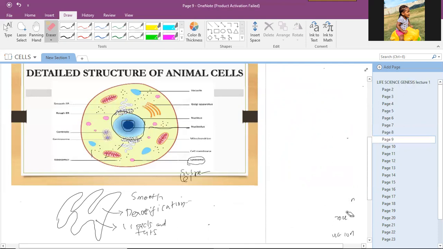So let me draw for you a cell membrane so that I show you how it looks if you look at it properly under an electron microscope. Let me draw it a little bit lower because I want to explain certain things. Where's my cursor? I always lose this cursor. So the cell membrane looks like this.